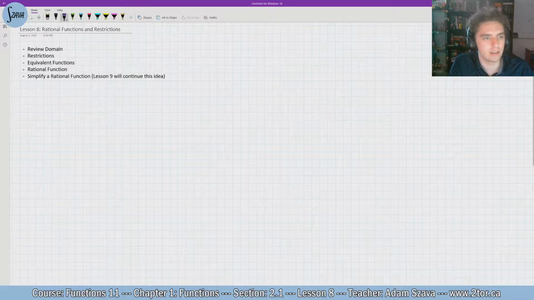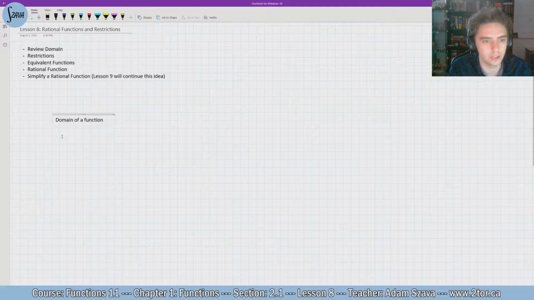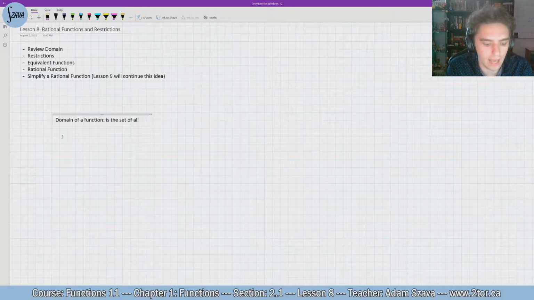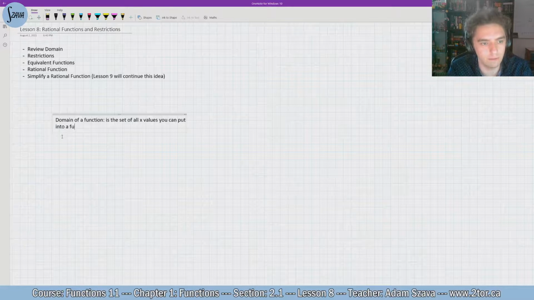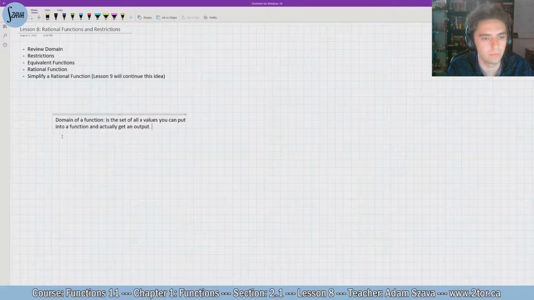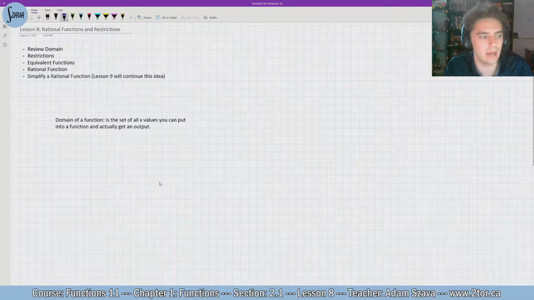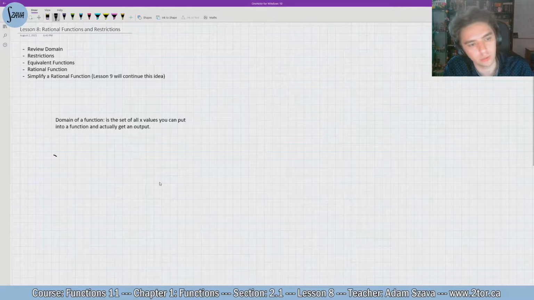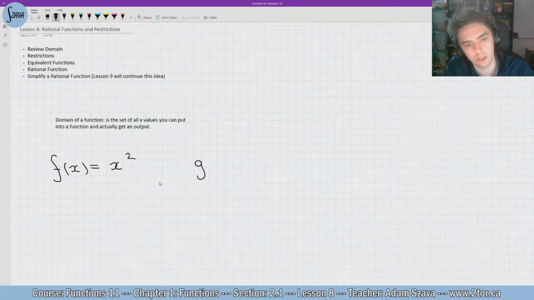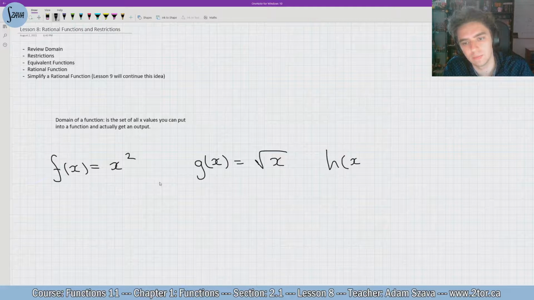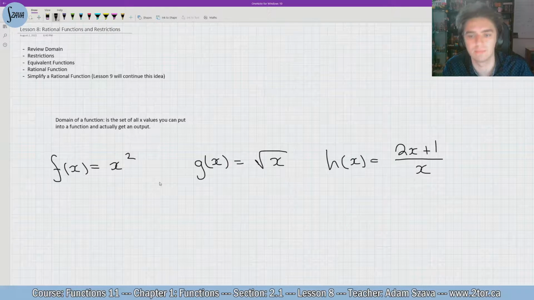Let me remind you quickly what our definition was. The domain of a function is the set of all x values you can put into a function and actually get an output. To refresh what we mean by a domain, I'm going to give us 3 examples here. f of x equals x squared. g of x equals the square root of x. And h of x equals 2x plus 1 over x.